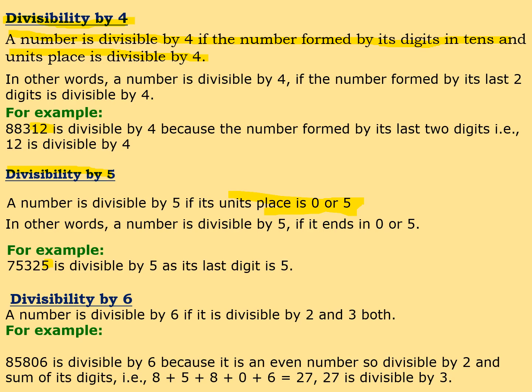Now, the divisibility rule of 6 is quite important because it consists of two rules. It will tell you the number should be divisible by 2 and also by 3. A number is divisible by 6 if it is divisible by 2 and 3 both. So for a number to be divisible by 6, you have to see whether it is divisible by 2 and 3 both or not. Let us consider one example, 85806.